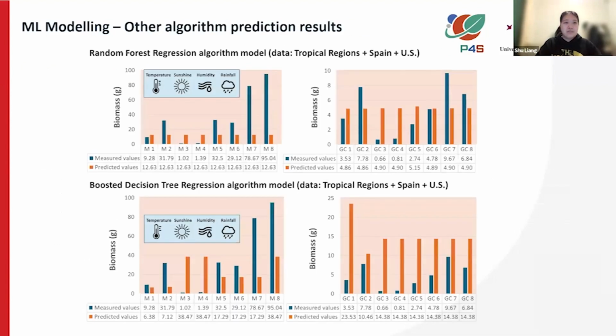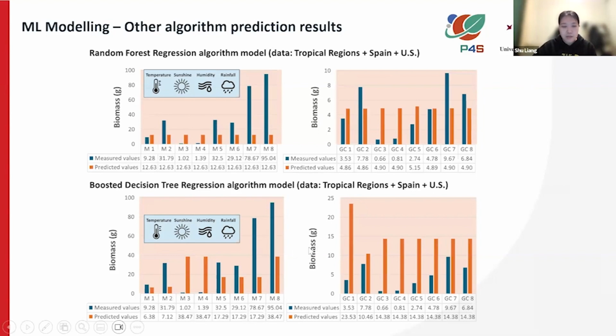And this is the two agriculture models' data, where I use the Spain, US and tropical region historical data. The first model is good at predicting the growth chamber data, but it's not good for the mountain. And the next, the decision tree regression, is not good for both.